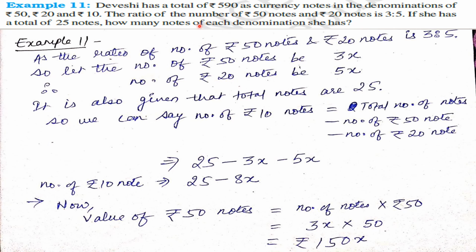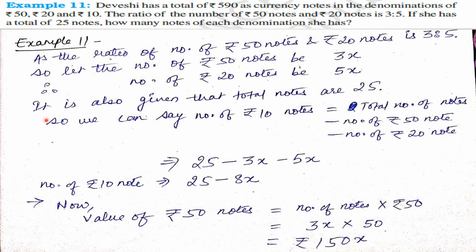Okay, so let's start. First thing given to us is the ratio of the number of 50 notes and 20 notes is 3:5 respectively. That means we can assume the number of 50 rupee notes as 3x and the number of 20 rupee notes as 5x. I have written over here: let the number of rupees 50 notes be 3x and let the number of 20 rupee notes be 5x.